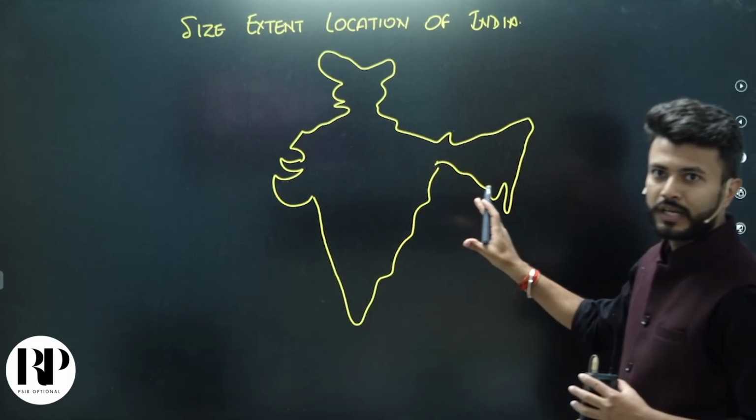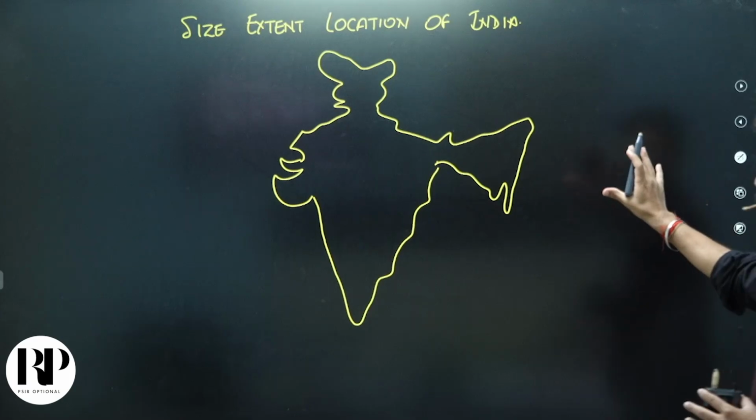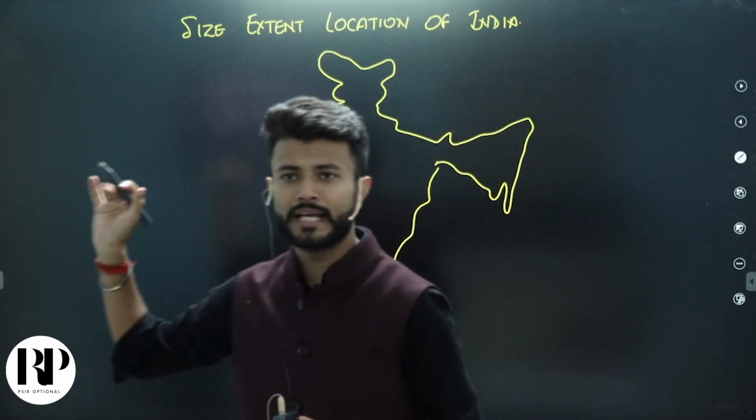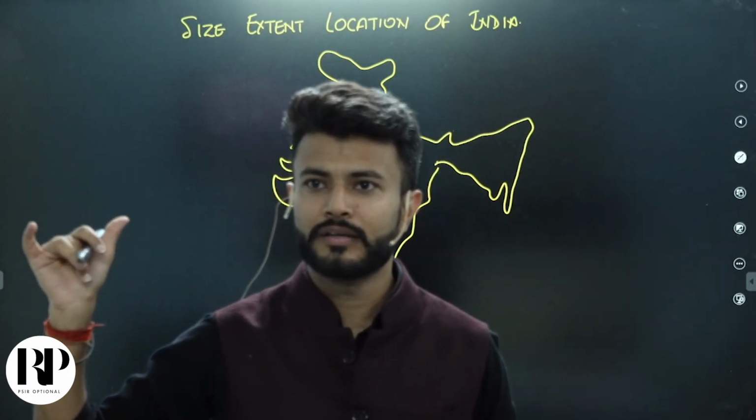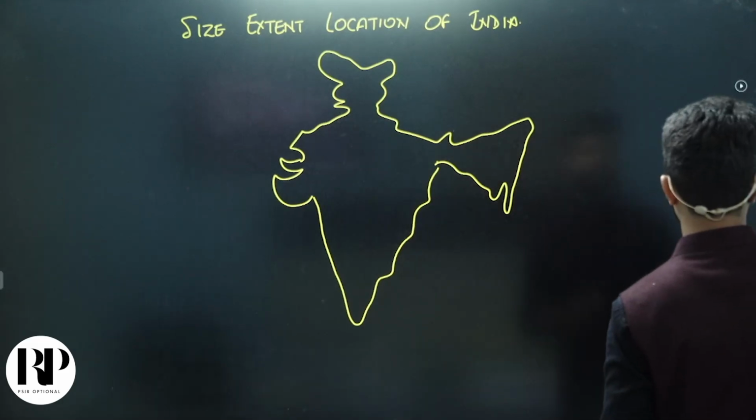So suppose this is a rough map of India. Is it visible? There is no glare problem now, right? Excess glare. Okay, it is visible. Fine.